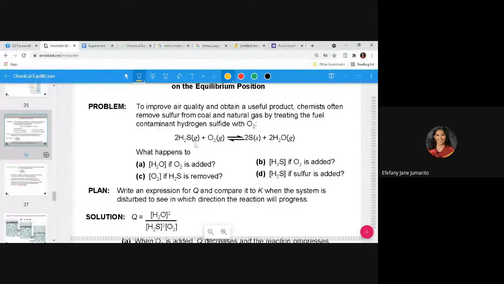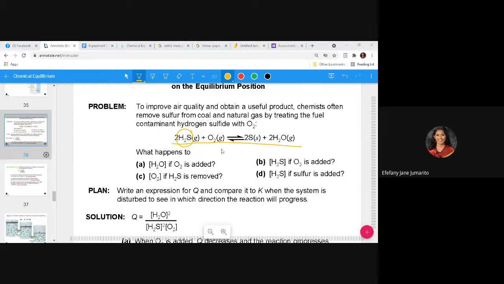So what will happen? Okay, we have this reaction. Okay. So we have H2S. Ano sa maning H2S? Hydrogen sulfide. Hydrogen sulfur. Oh, sorry. Right there. Okay, so this one is your hydrogen sulfide.